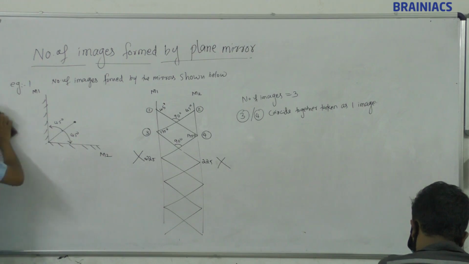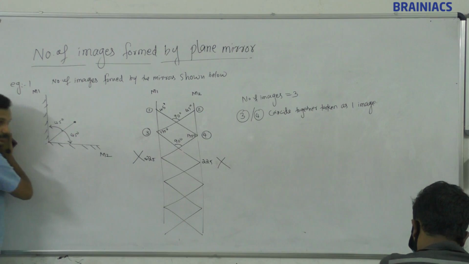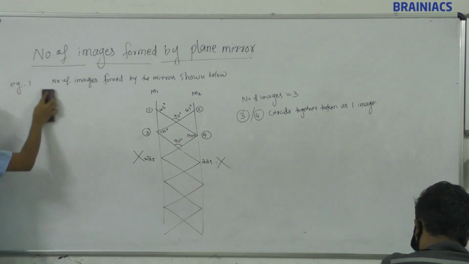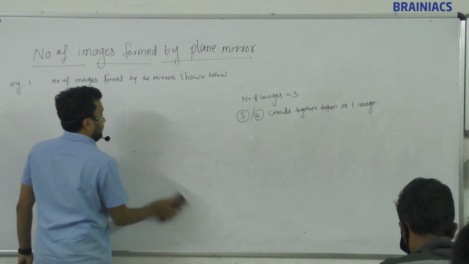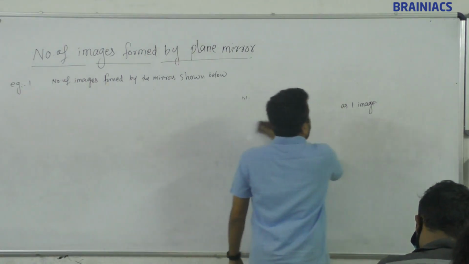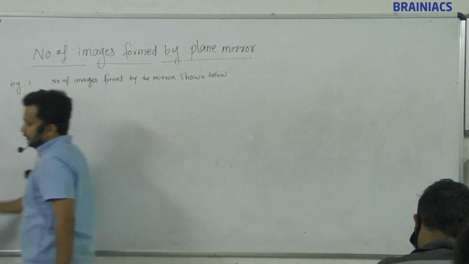Clear? So this is done. Understood? Everybody. Then write the next question. Number of images formed by the mirror shown in the figure. Number of images formed in the figure.